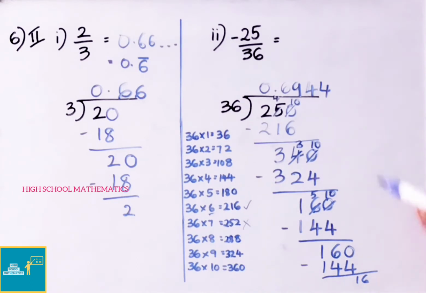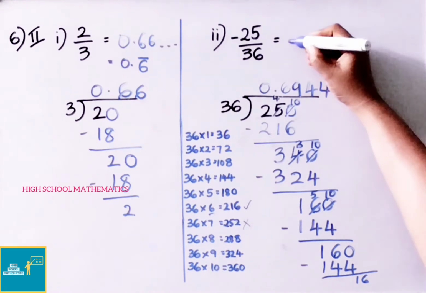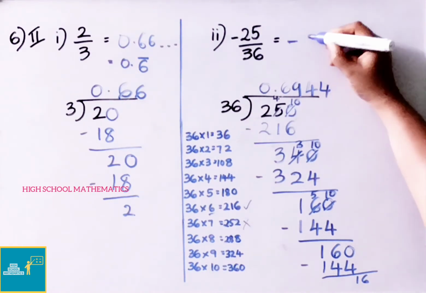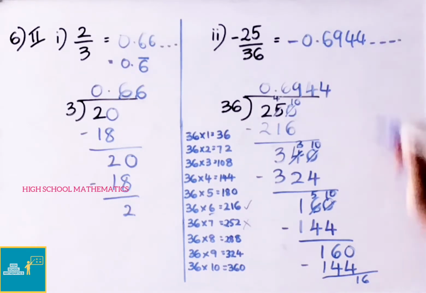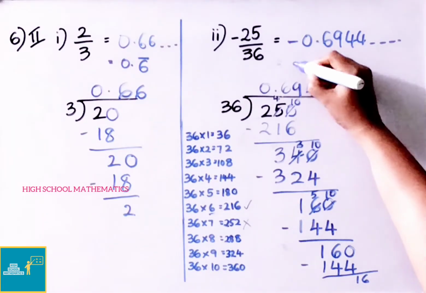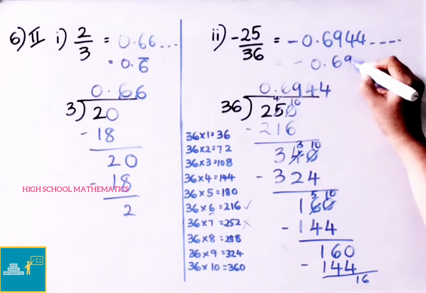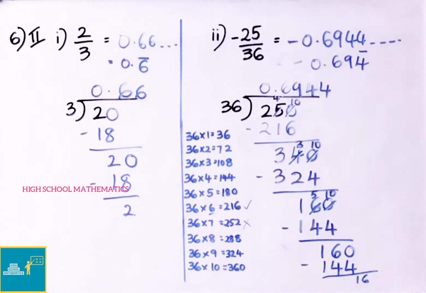So the last number is going to repeat. We shall stop the division here and write down the answer. Keep minus here, 0.6944, and so on. Here the last digit 4 is going to repeat and it is a non-terminating decimal. So we can write this as minus 0.694 bar. Here only 4 is repeating, so we shall write 4 bar. So minus 25 by 36 answer is minus 0.694 bar.